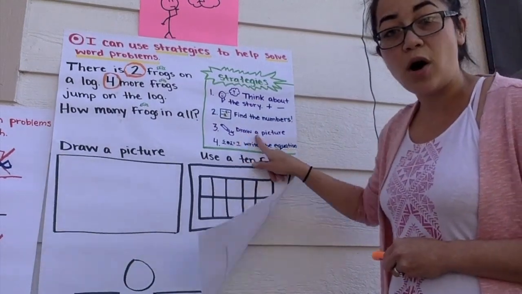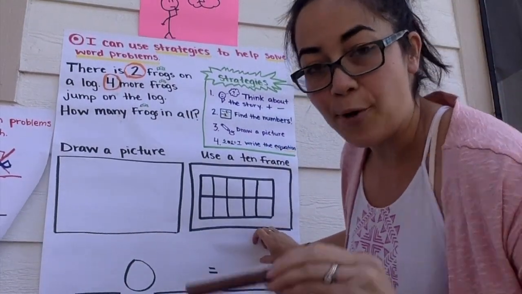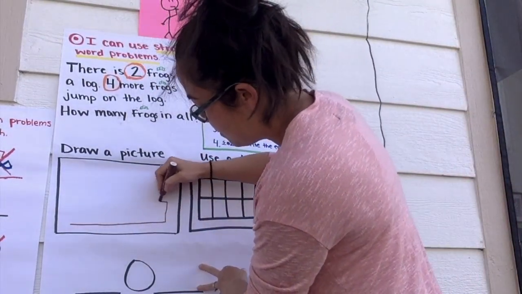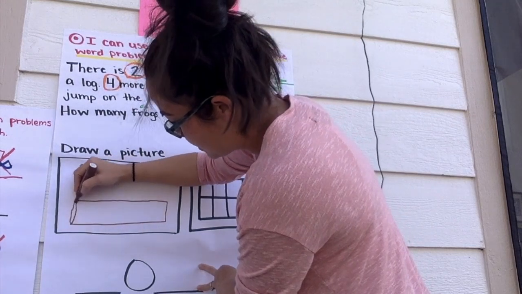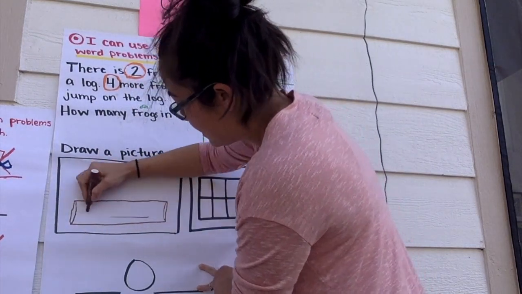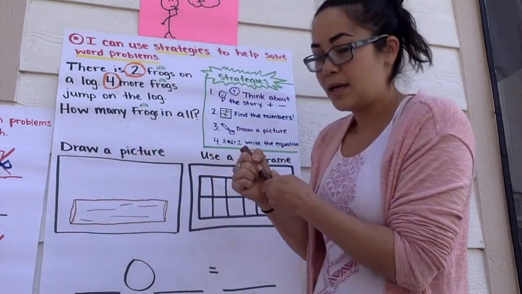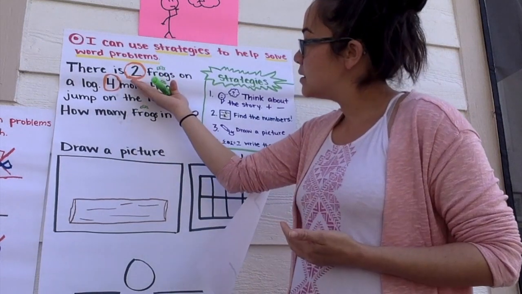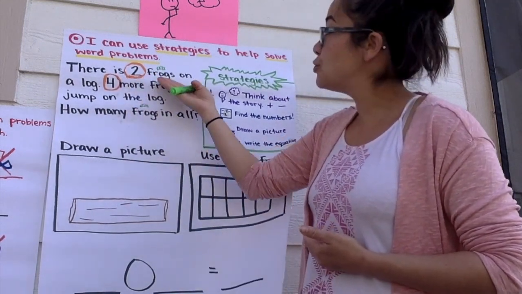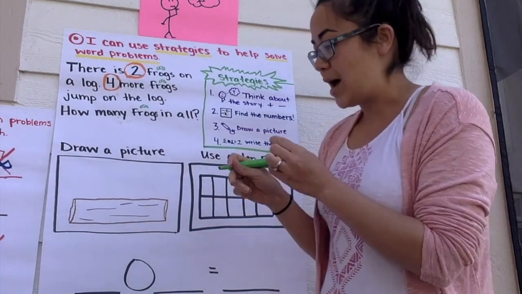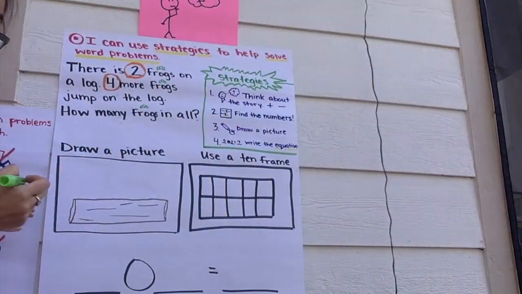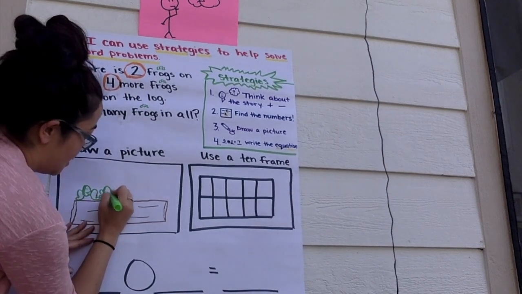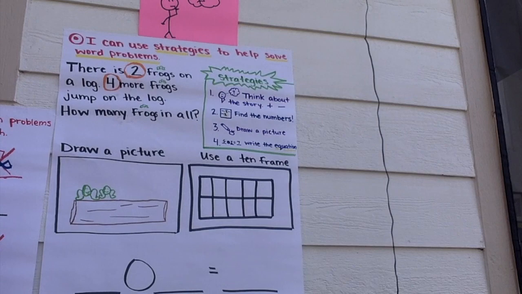Then I'm going to draw my picture. So I'm going to get my brown and I'm going to draw my log first. So here is my log. And it's kind of a circle log. And it has kind of like the wood marks on it. And I remember in the beginning of the story, what happened? Oh, there were 2 frogs on a log. So I'm going to draw my frogs, and I'm going to do my very best work to draw this, okay? 2 frogs. 2 frogs on the log.